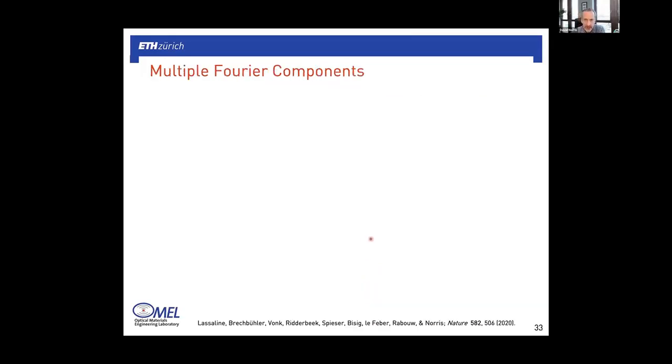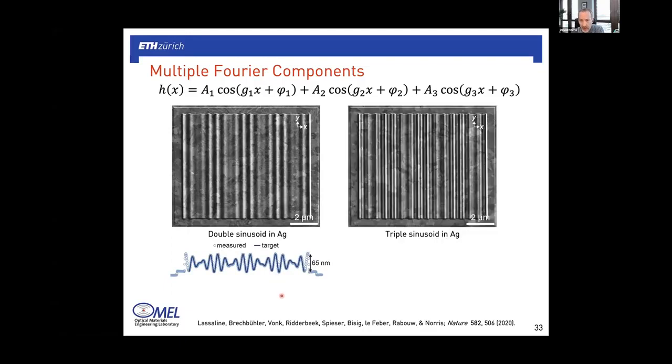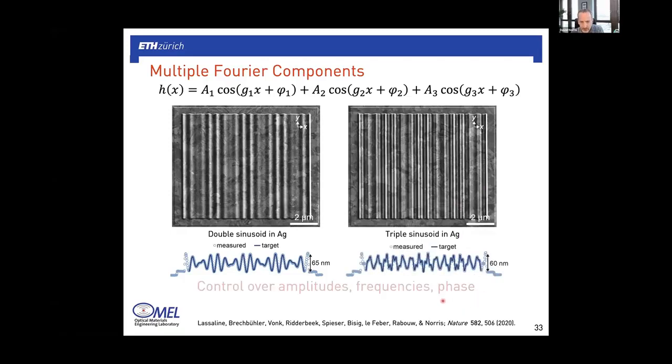Now, of course, this was just a simple first example. You can go beyond a single sinusoid, and the next baby step is to do 2 sinusoids, 2 cosines. And so this is looking down on a double sinusoid. This is, again, the measured and targeted surface profile matching extremely well. Or you can add a 3rd sinusoid and make this triple sinusoid in silver. And again, you get exactly what you wanted to get in the output. And of course, one of the points is that we control all of these parameters. So the amplitudes, the spatial frequencies, and the phases of these 3 components in this case are all controlled.